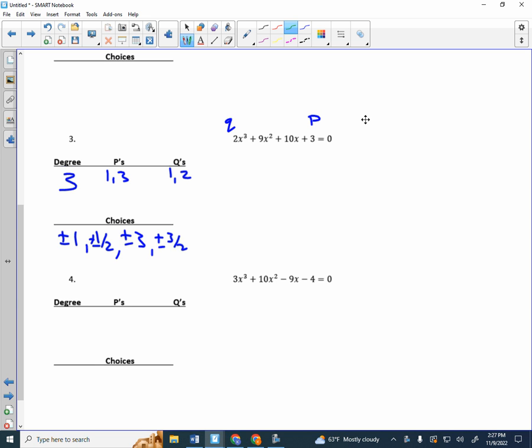We try -1. 2 times -1 cubed will produce -2. -1 squared is 1, times 9 is 9. And then 10 times -1 is -10, and then plus 3. So I have -2 plus 9 minus 10 plus 3. That produces 0. So it turns out that -1 works, so what's the factor? X plus 1 is the factor. So we're going to take that and divide it into this polynomial.